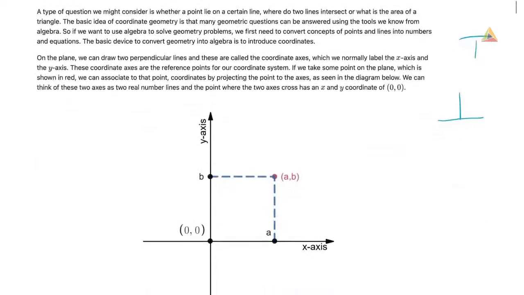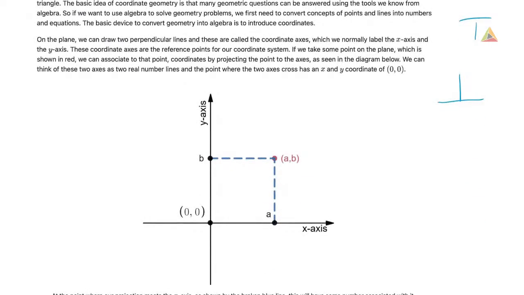So I'm just going to scroll down here. We can think of these two lines as two real number lines, and the point where the two axes cross has an x and y coordinate of 0, 0. Okay, so as you can see, this is the x-axis and this is the y-axis.